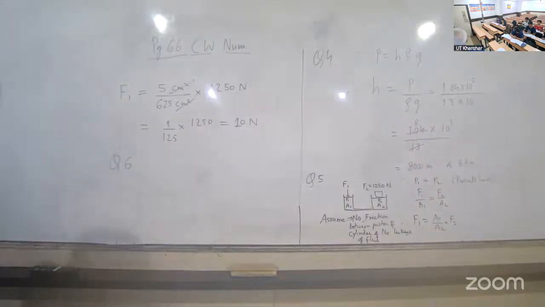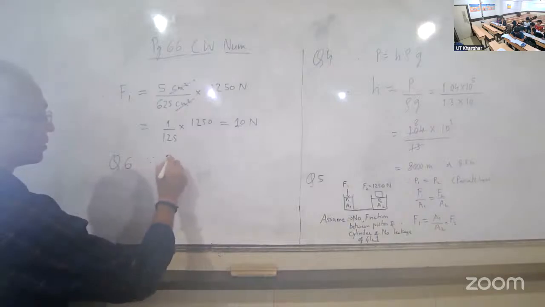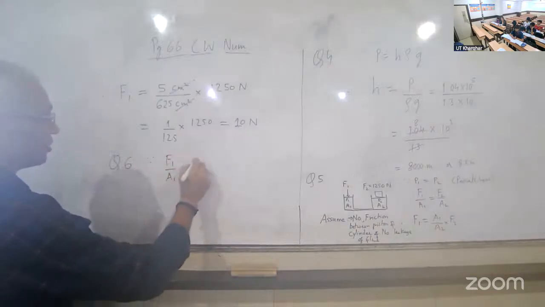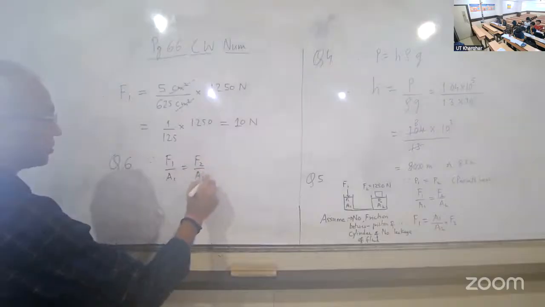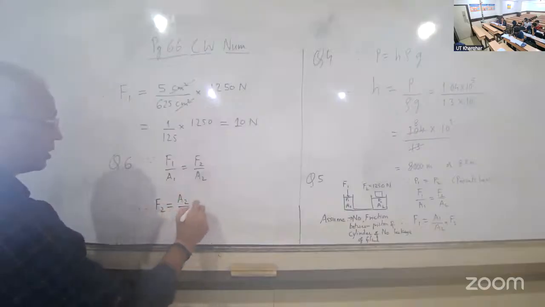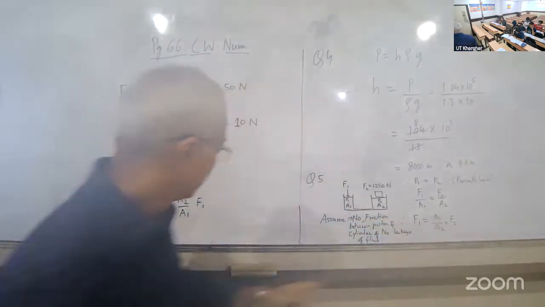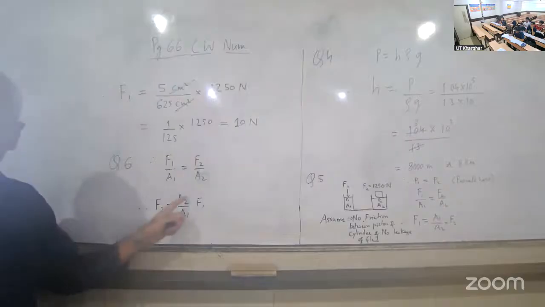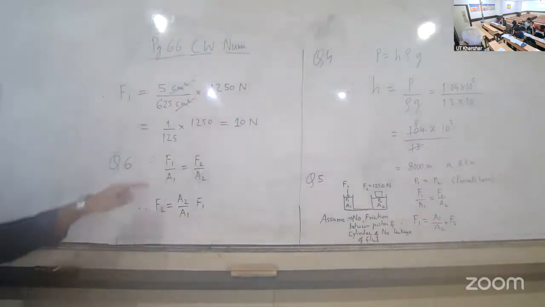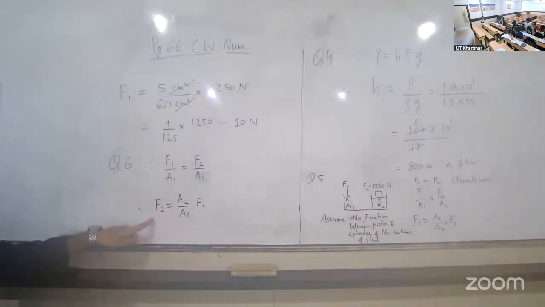So in this case, what do you have to find? Same formula, but now you have to find F2. Since F1 by A1 is equal to F2 by A2, therefore F2 you have to find. F2 is equal to A2 by A1 into F1. So be careful. When the force is second, then it is A1 by A2. When the force is first, A2 by A1. So better remember this formula: F1 by A1 equal to F2 by A2. Then whichever force you have to find, keep that in there.